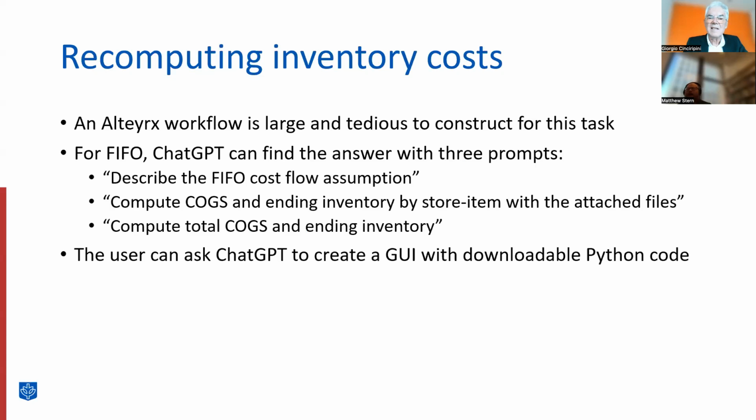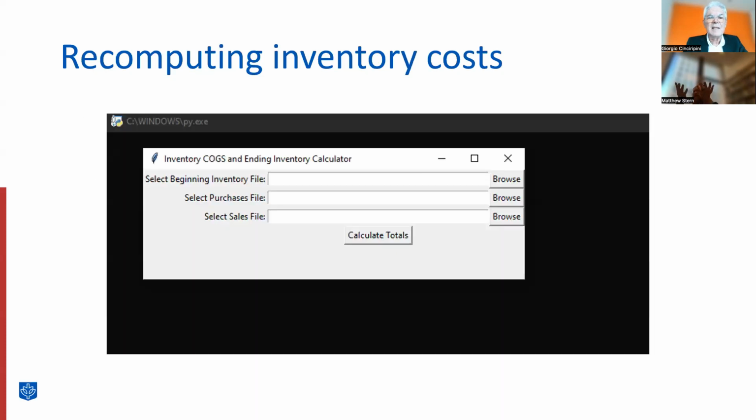Really cool thing too that I have my students do is I say, not only do we ask ChatGPT for the Python code so that we can compute inventory anytime we want, but I also say ask it for a graphical user interface. Ask it for a GUI. And so what students end up getting is a program that looks like this. They double click an icon on their desktop and boom, up pops this window, and it has 3 files that they can click the browse button to go select. After they're done with that, they can say calculate totals, and then we'll give them inventory under FIFO.